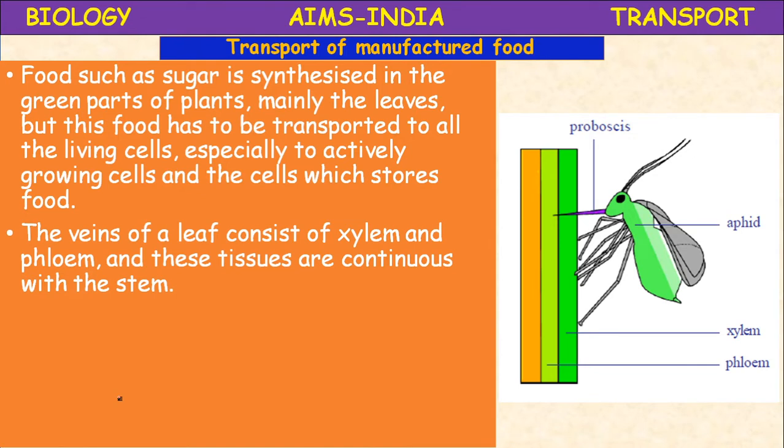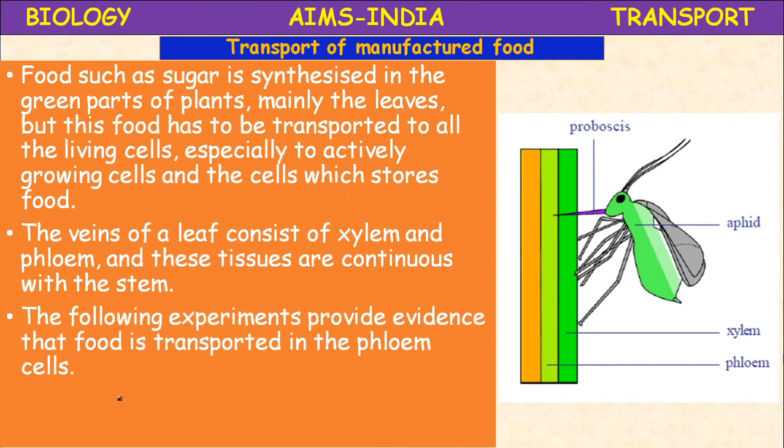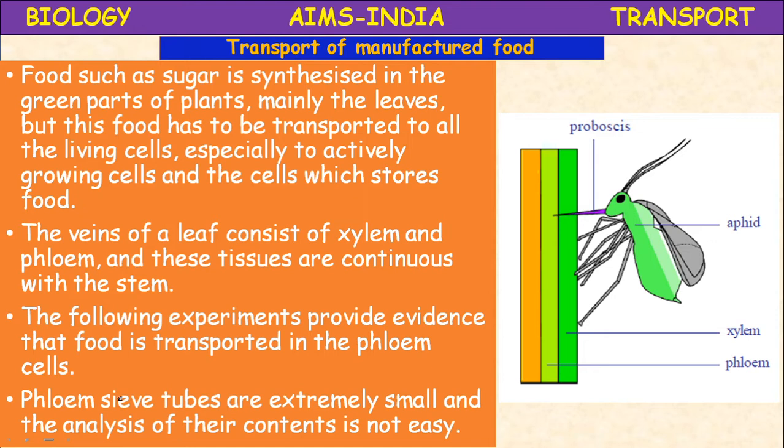The veins of the leaf consist of xylem and phloem, and these tissues are continuous with the stem. The following experiment provides evidence that food is transported in the phloem cells. The phloem sieve tubes are extremely small, and the analysis of their contents is not easy. So here a simple experiment is given.